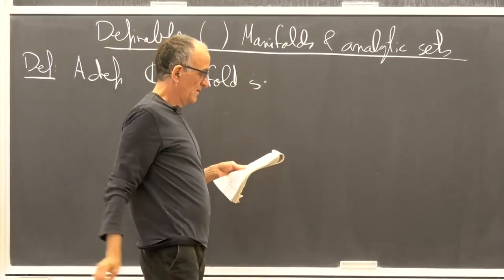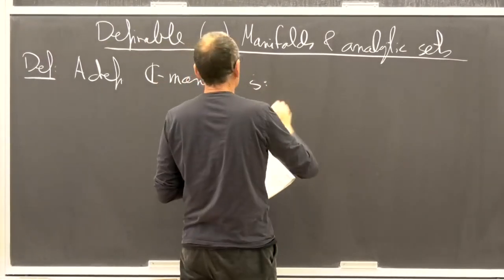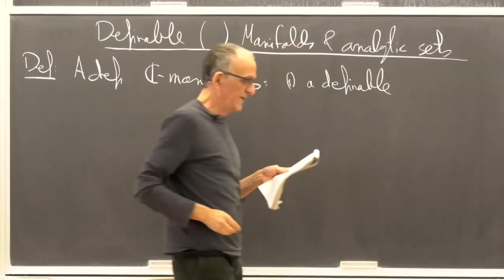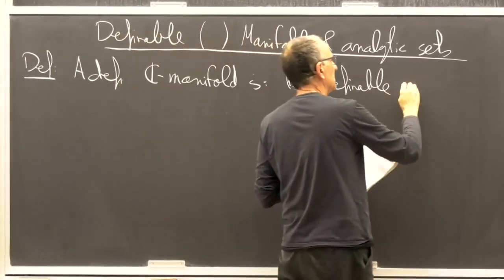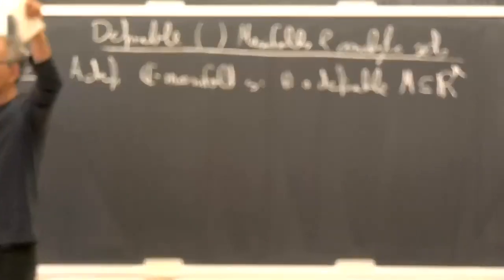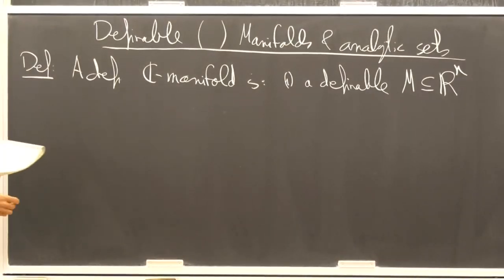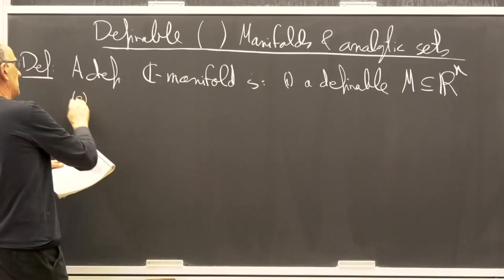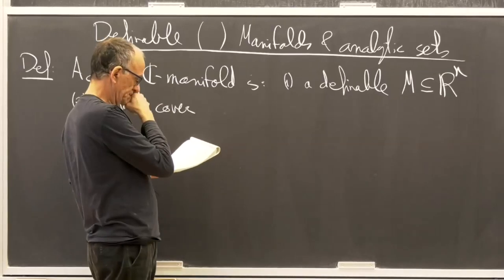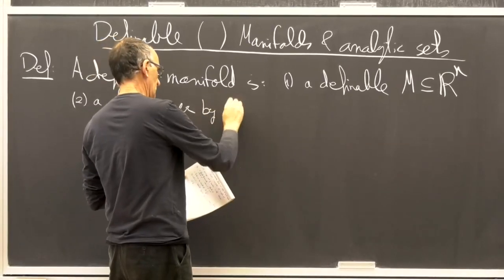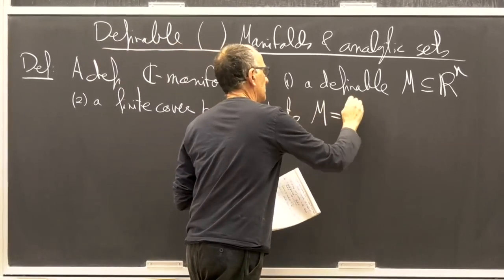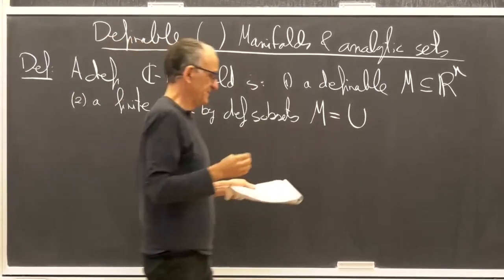All right. So what I mean by a definable complex manifold is, first of all, a definable set, which we don't care about at all, some set M sitting in R to the N. It can be divided into many pieces, just a set with no structure. Two, a finite cover of M by definable subsets, still nothing, cover just means a union, nothing so far.